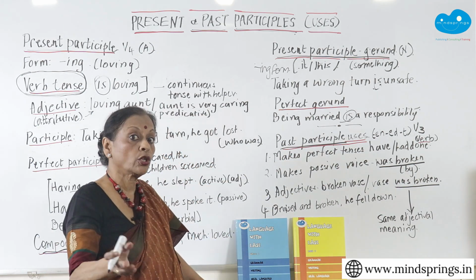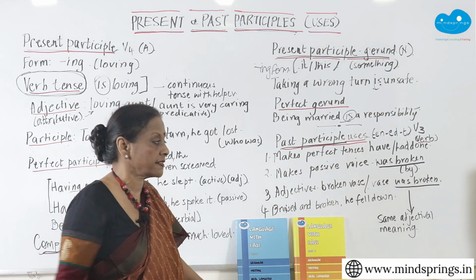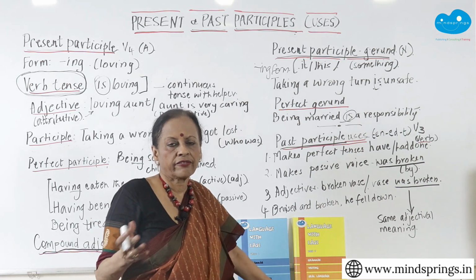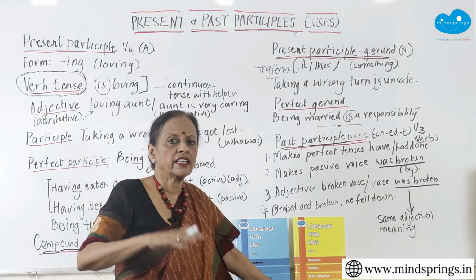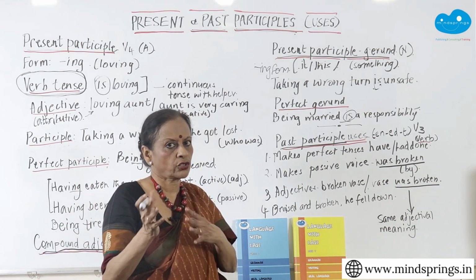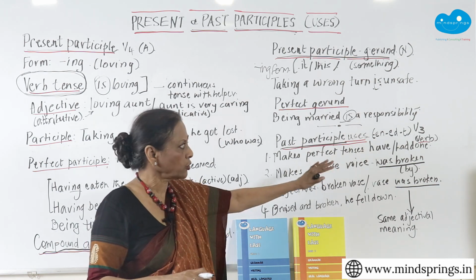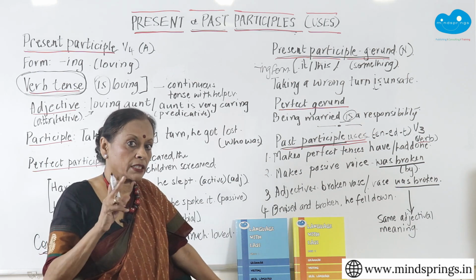What are its uses? It also makes tenses like this one, but it makes the perfect tenses. Perfect tenses are made with have or had. I have gone, I have done, he had taken, he had finished, that sort of thing. So, it is have and had plus past participle. So, it makes all the perfect tenses, this one, past participle.